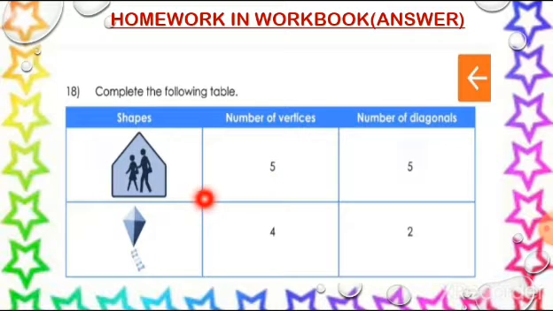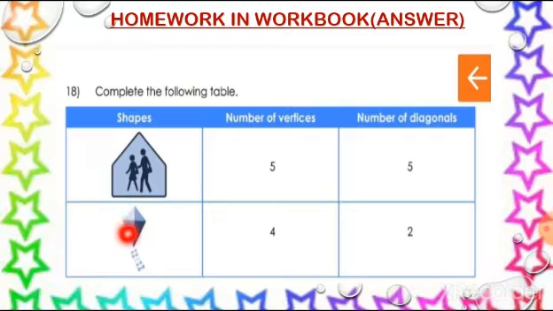Now, number of diagonals. How many diagonals can we draw in this shape? Yes, everyone try. So, from the center to this side, 1. Then, center to this vertex, that is 2. Then, from this side to this vertex, 3. Then, this vertex to this vertex, 4. And these vertices together, like this. So, 5 diagonals we can draw on this shape.